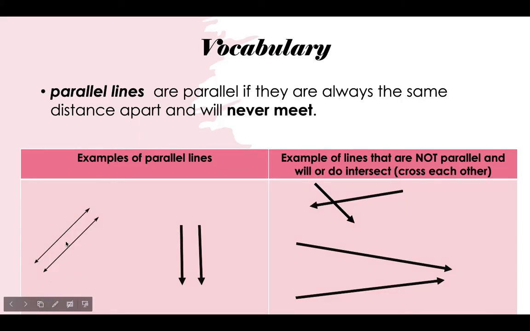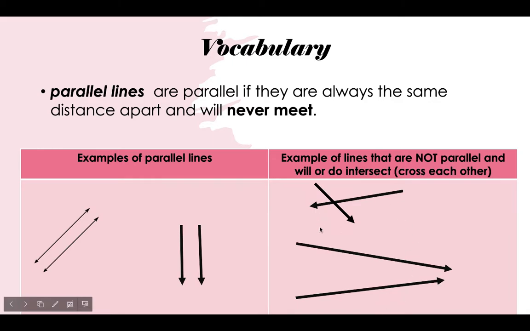Vocabulary. What are parallel lines? They are parallel if they are always the same distance apart and will never meet. So these lines have some distance between them, and they're both going in the same direction, but they will never ever touch if they keep going in that direction. So that's a parallel line. Same with these. They're both going in the same direction, same distance apart, and they will never touch.